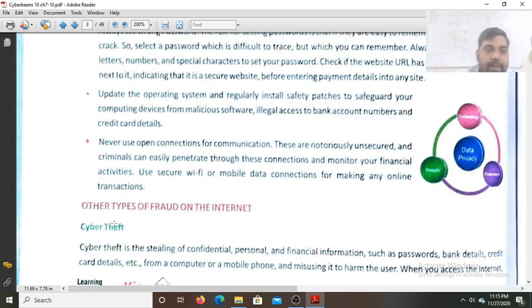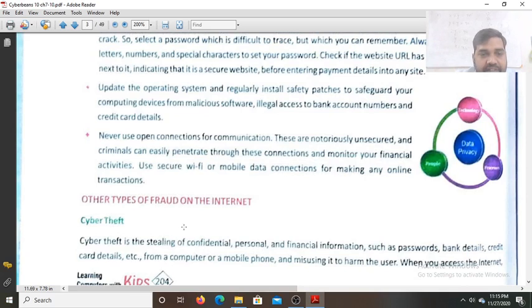So, other types of frauds on the internet. There are many types of frauds on the internet. So, the first is cyber theft. Cyber theft is the stealing of confidential, personal and financial information such as passwords, bank details, credit card details, etc. from a computer or a mobile phone and misusing it to harm the user.